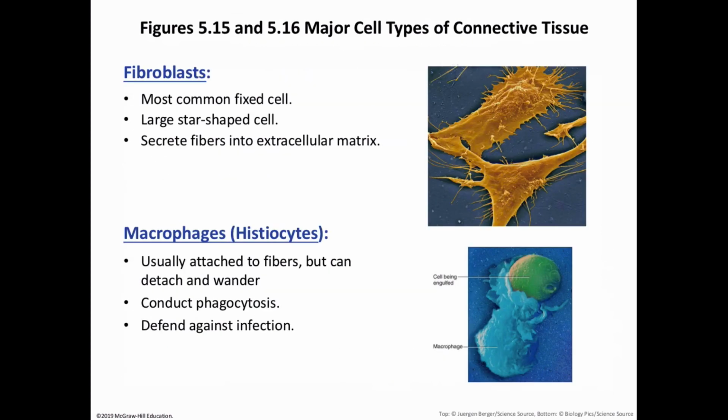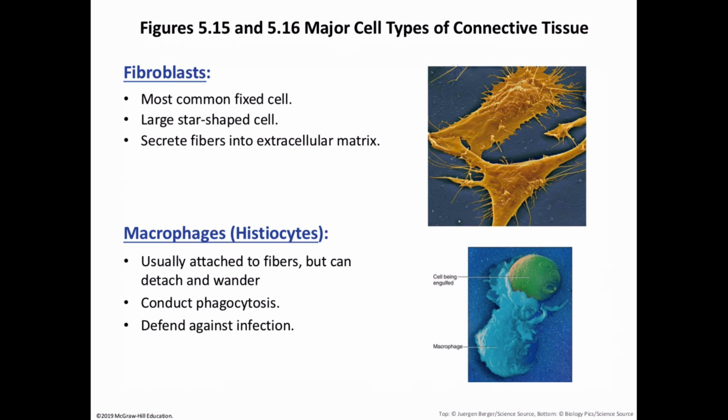Now, to the major cell types. The first of three types would be the fibroblast. Fibroblasts are the most common type of cell in the connective tissues. What they do is produce fibers by secreting proteins into the extracellular matrix.